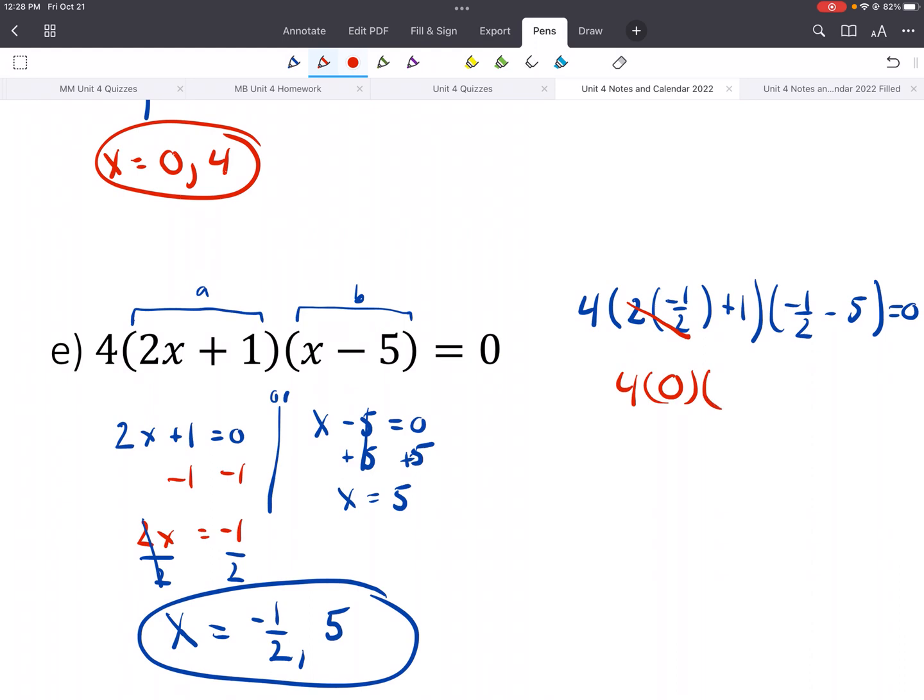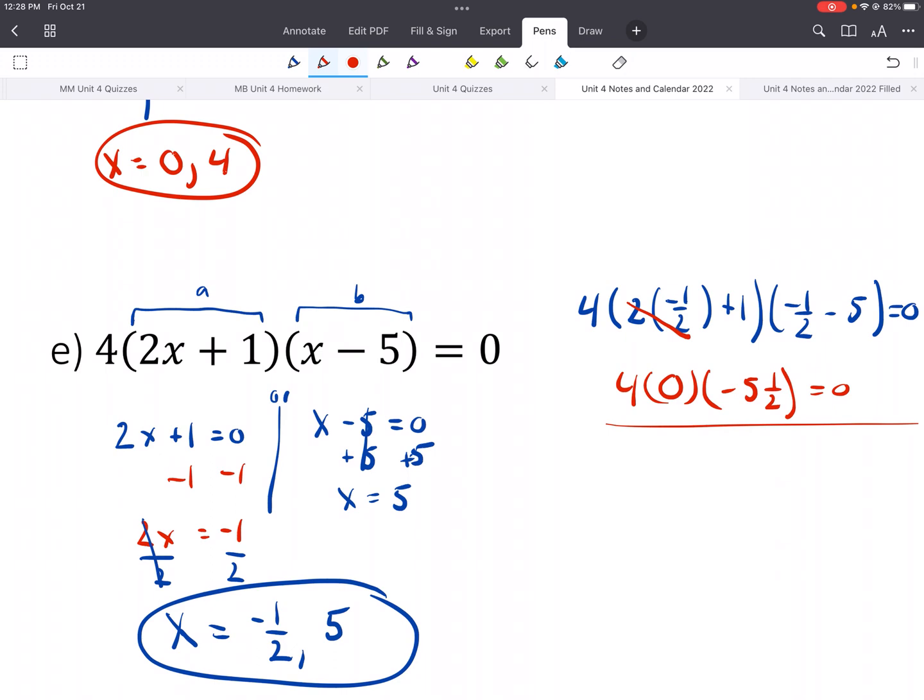Okay, and then it doesn't matter what this is. This would give us, I don't know, negative 5.5. Probably don't want to have it as a mixed fraction, but it doesn't really matter because when we multiply something by 0, the whole thing becomes 0.